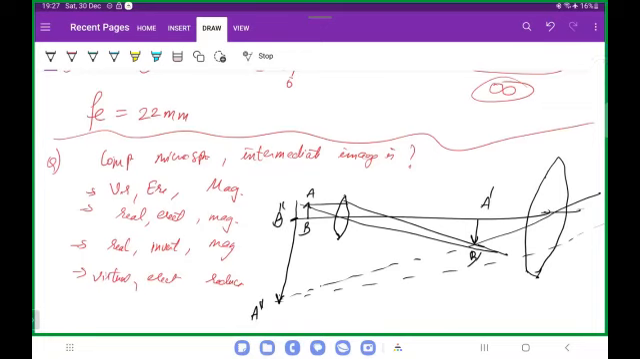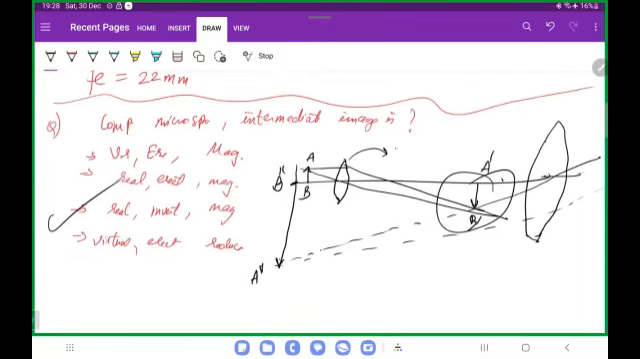So what are we getting? Final image, or no, intermediate, sorry, they're talking about the intermediate. After the first one, what are we getting? Real, inverted, magnified. So we are magnifying twice. For example, this is magnifying 10x, and this is magnifying another 10x. So in total the image is magnified 100x.